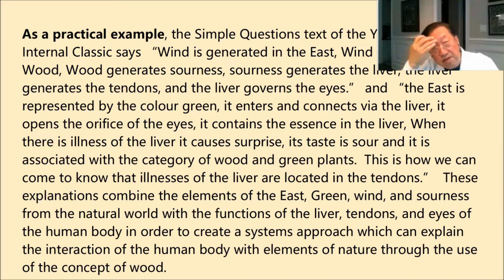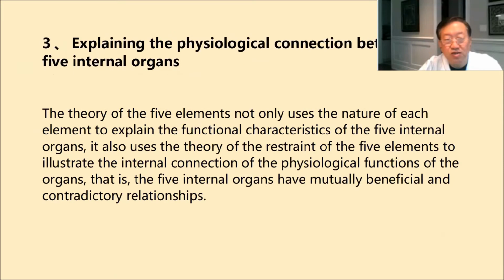When there is illness of the liver, it causes surprise. Its taste is sour, and it is associated with the category of wood and green plants. This is how we can come to know that illnesses of the liver are located in the tendons. These explanations combine the elements of the east, green, wind, and sourness from the natural world with the functions of the liver, tendons, and eyes of the human body in order to create a systems-based approach which can explain the interaction of the human body with elements of nature through the use of the concept of wood.